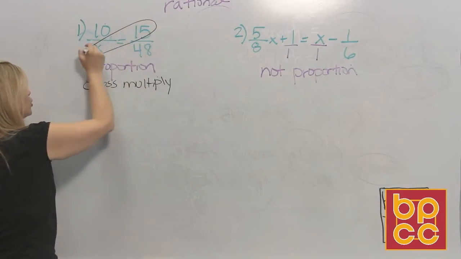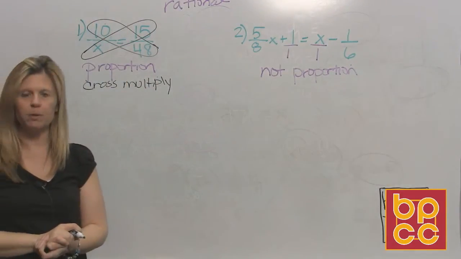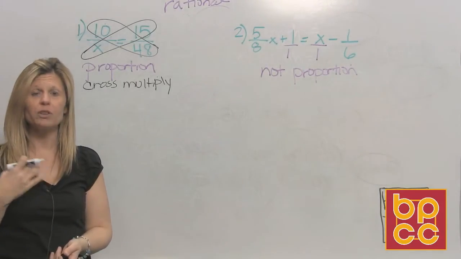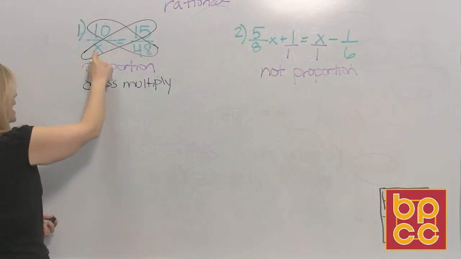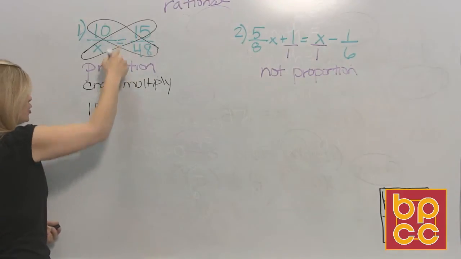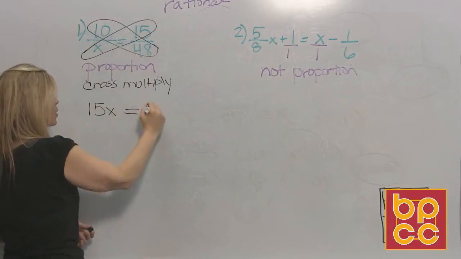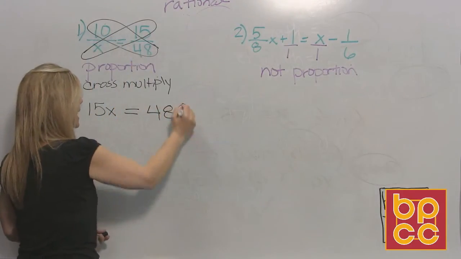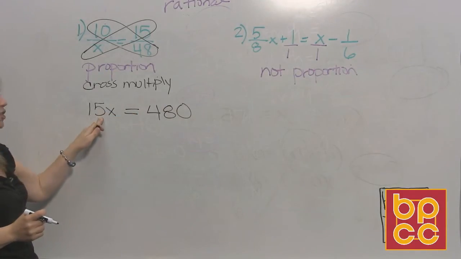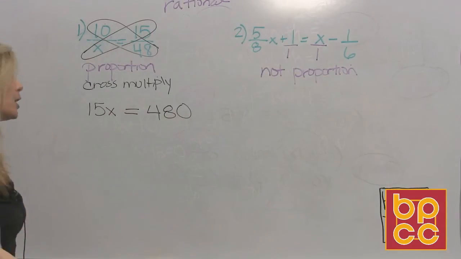You make these loops. It doesn't matter which loop you multiply first. I personally would multiply the loop with the variable first. So what is x times 15? Oh, that's 15x. Then you bring down the equals and you do the other loop. What's 10 times 48? 480. By cross multiplying, there is no more fraction. And there you are, back to a simple linear equation.